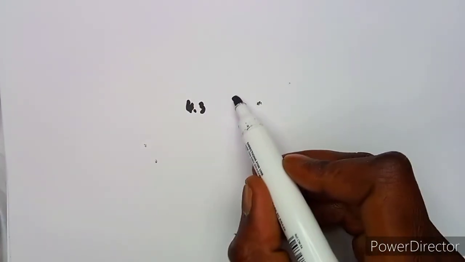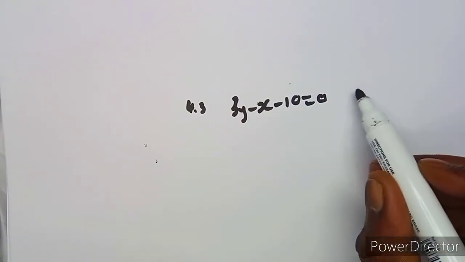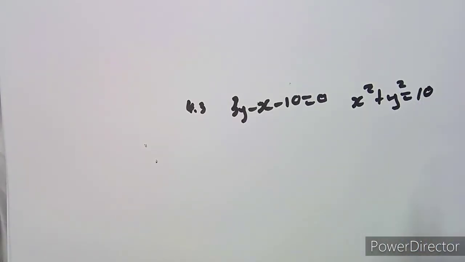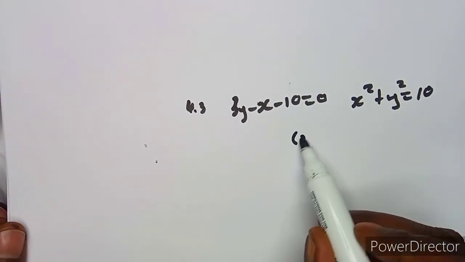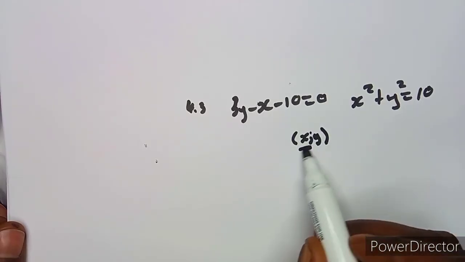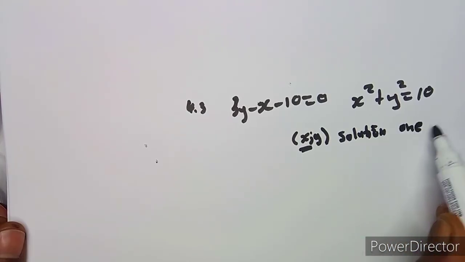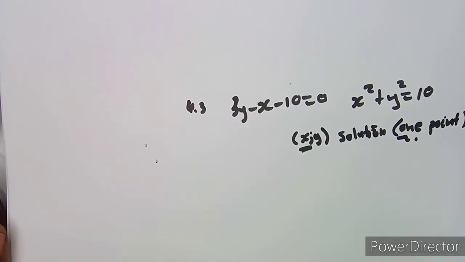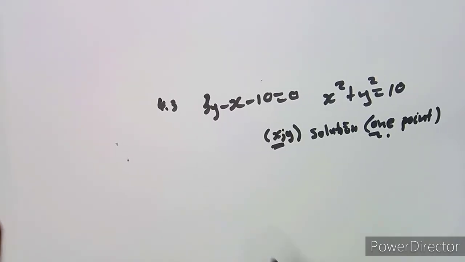All right, let me just write them down. That's 3y minus x minus 10 is equal to 0, and the one of a circle, which is x squared plus y squared, which is equal to 10. So these are the two equations that we are given. We are going to solve to see if this is going to meet at one point. We must have one point or one solution as our answer. That is to show that it's a tangent. It's only a tangent that can do that.